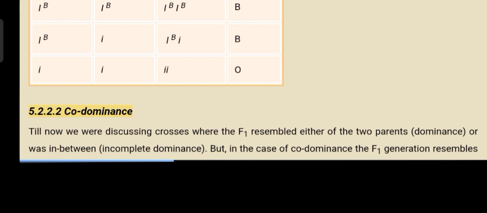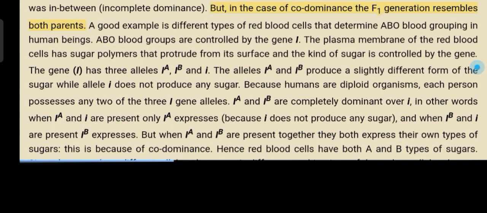5.2.2.2 Codominance. Till now we were discussing crosses where the F1 resembled either of the two parents, dominance, or was in between, incomplete dominance. But, in the case of codominance, the F1 generation resembles both parents. A good example is different types of red blood cells that determine ABO blood grouping in human beings.